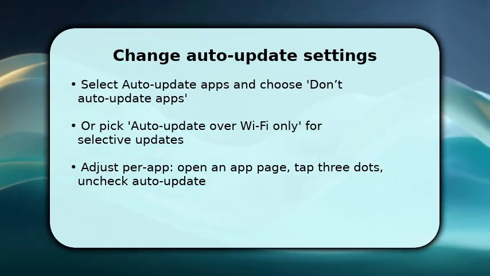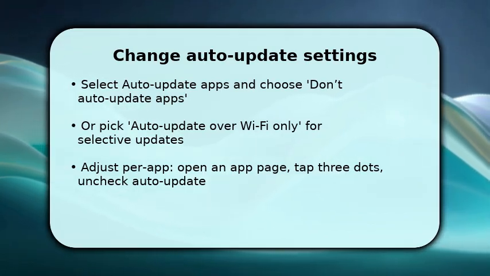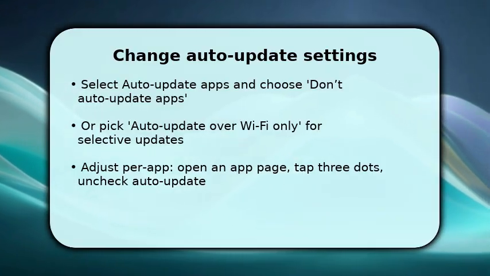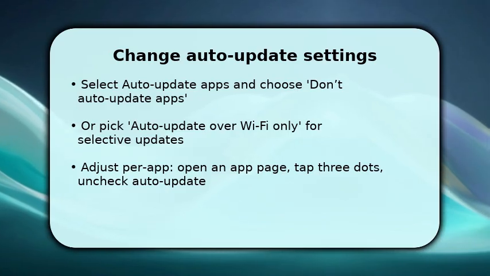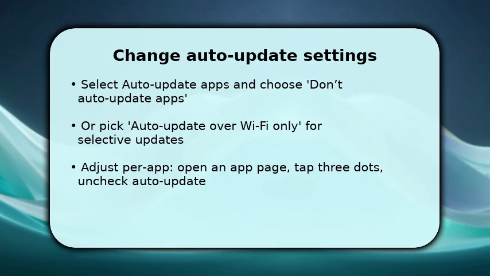For granular control, open any app's Play Store page, tap the three dots near the top, and uncheck Auto Update for that specific app. Once you finish, these settings apply to the chosen Google account. Make sure you repeat for other accounts if needed to avoid unexpected updates.